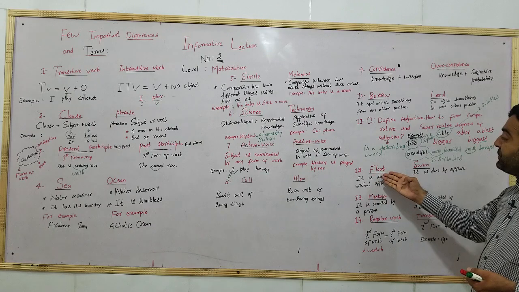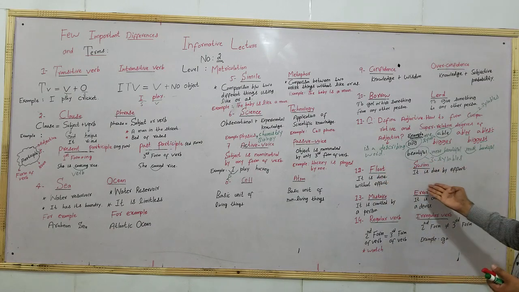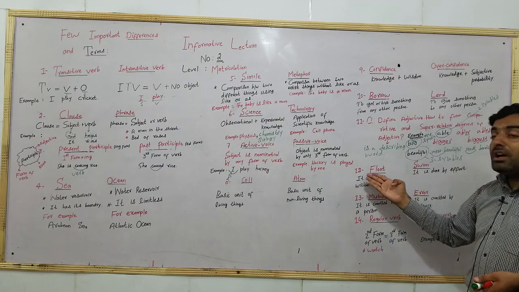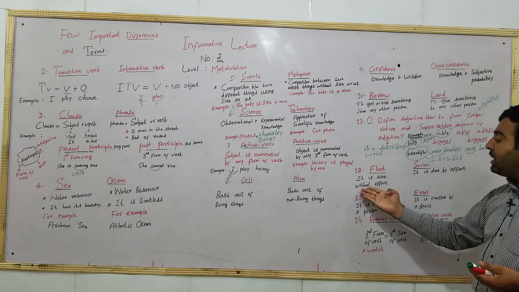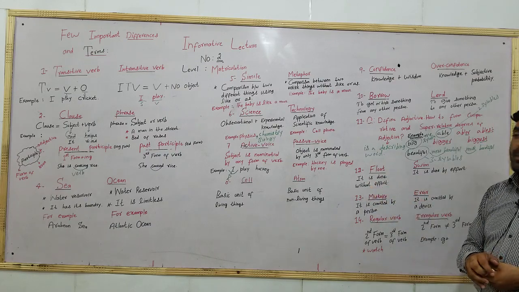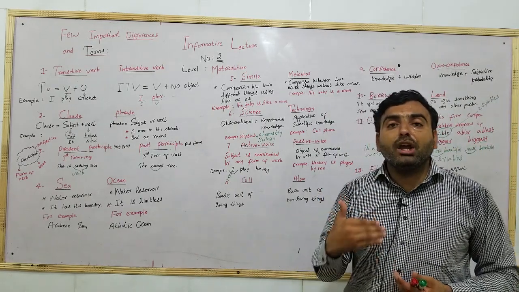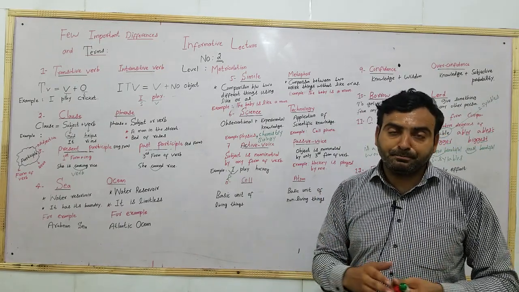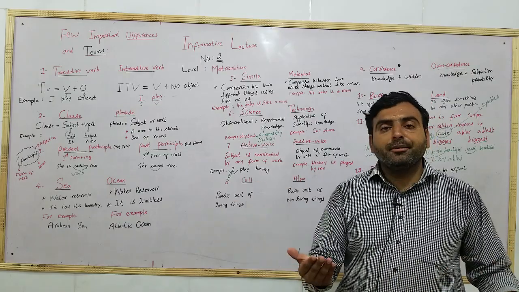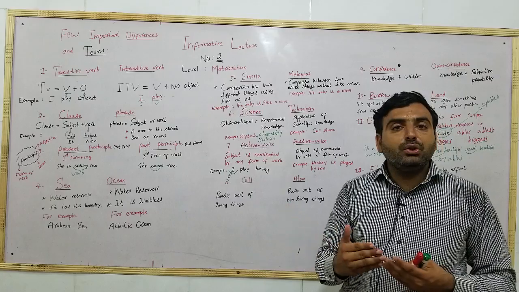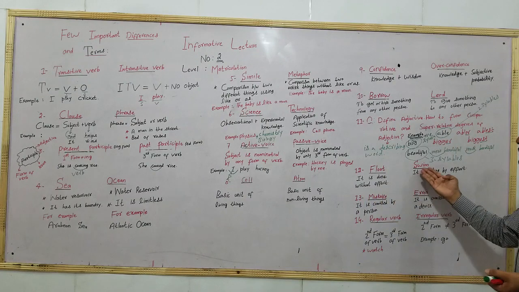Okay, now come towards point number 12. What is the difference between float and swim? My dear students, a duck floats on water. It is done without any effort. Float is performed without any effort, without any try. You observe a duck is floating on water and it is doing no effort, no try at all.